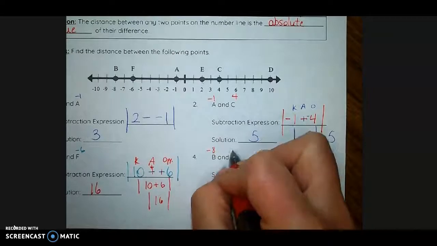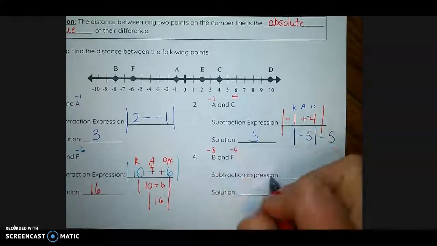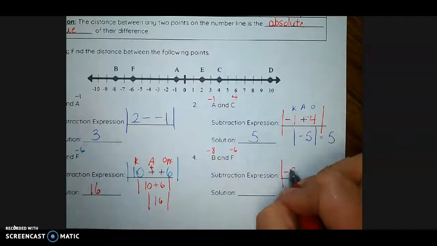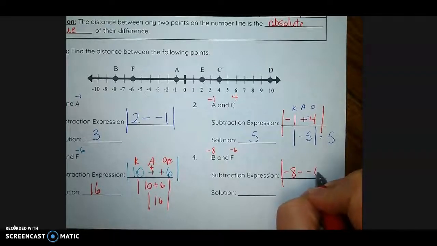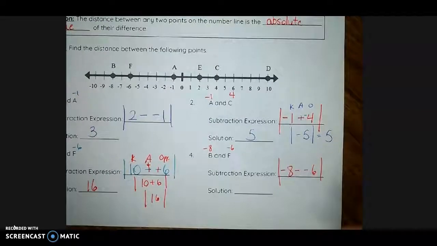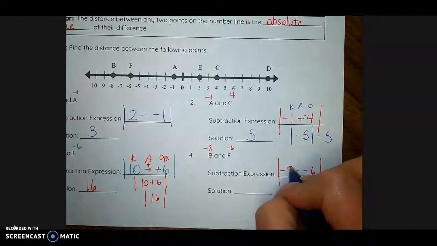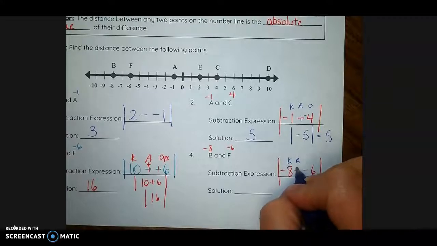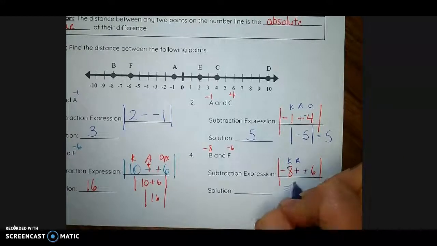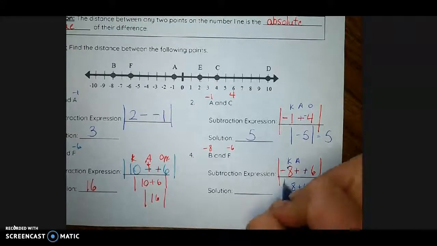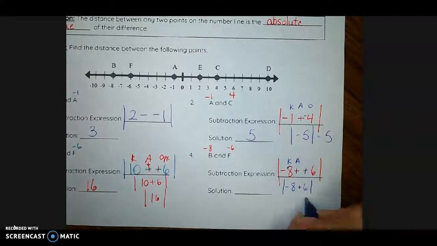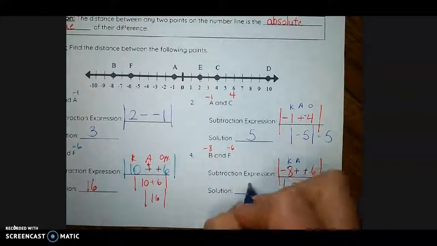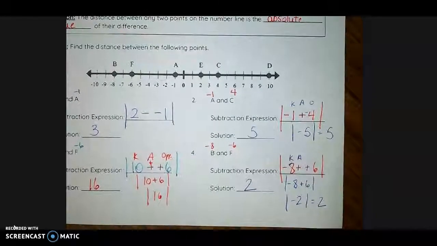B to F, so -8 to -6, so -8 minus a -6. Lots of negative signs in there. Remember, they just mean do the opposite. So I'm going to keep the -8. I'm going to add the opposite here, so I have -8 plus 6. Well, opposite signs, so I'm going to subtract them. So 8 minus 6 is 2, but the absolute value of -2 is 2. It's 2 spaces away from 0.